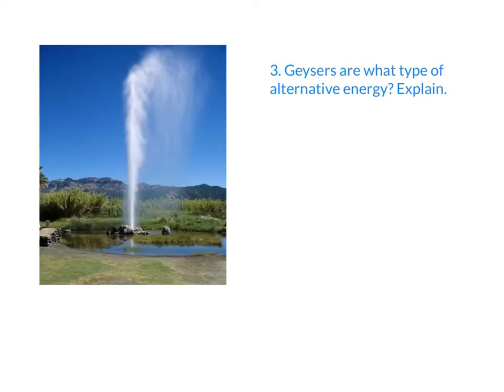Okay, question 3. Geysers are what type of alternative energy? And I'd like you to explain this. All right, if you look at this picture, that is pure steam shooting up into the air. And you can tell it's steam because if you look, nothing is really falling back down into that pool. So geysers produce steam, and again, we know steam can be used to spin a turbine. Since it's moving something, it's another form of mechanical energy. So geysers are geothermal energy.